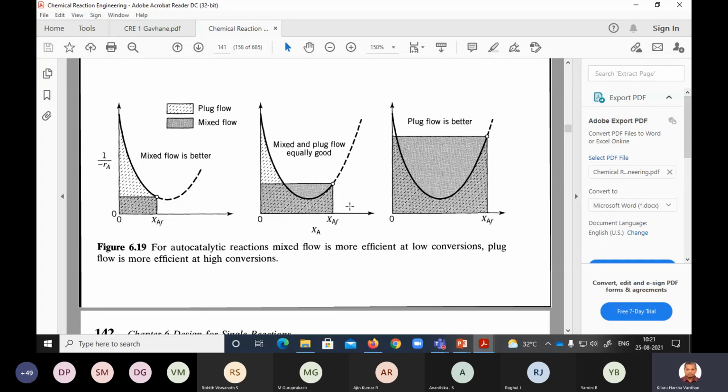So with that, I stop here. The important thing is that at low conversions, a mixed reactor is always better for autocatalyzed reactions, but at higher conversions, your plug flow reactor is more efficient. In between low and high, any reactor is fine. This is only for autocatalyzed reactions, so keep that in mind. It's not that for normal reactions, a mixed reactor is always better at low conversions. That is wrong. Understand? Okay.